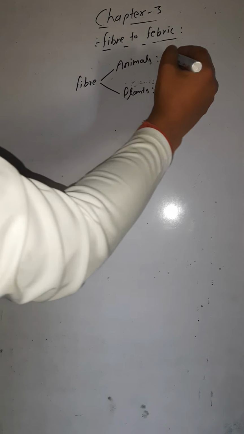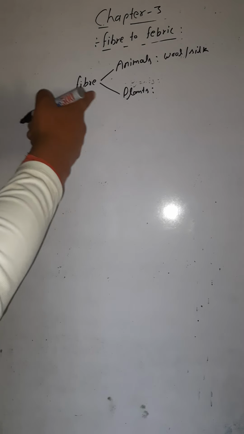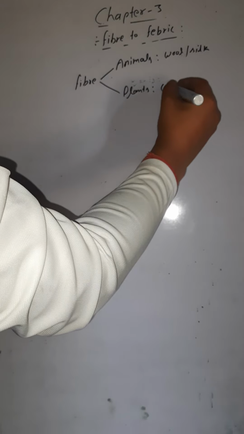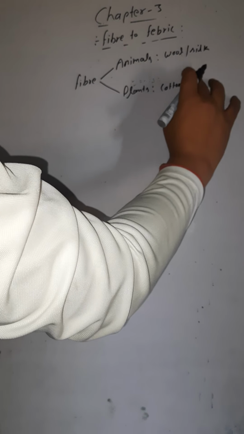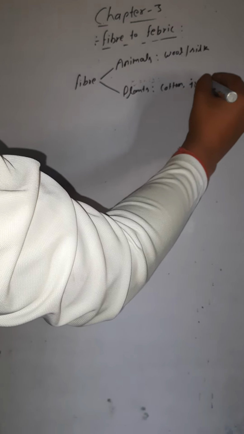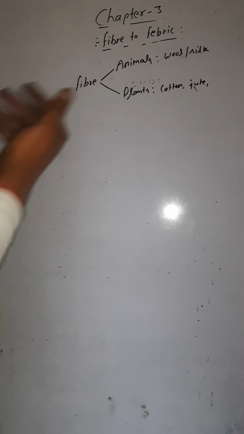From the animals we get wool and silk. At the same time from plants we get cotton and jute. And one more thing I have told you about: in Egypt, in the Nile Valley, we get flax, a different kind of fiber that we get from plants also. So these are the fibers that we get from animals and plants.